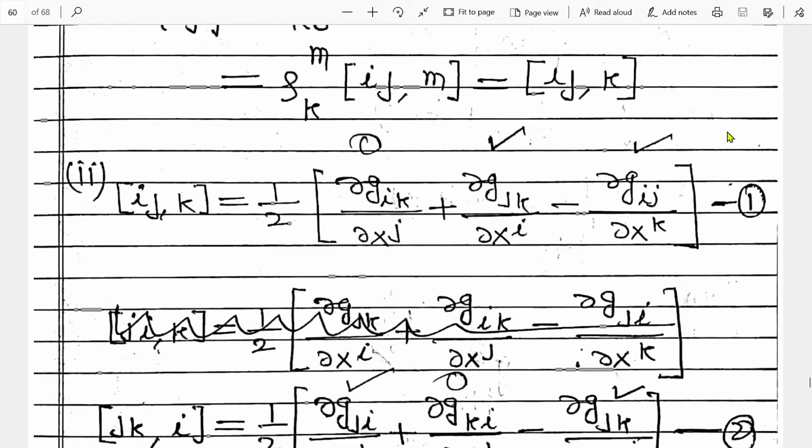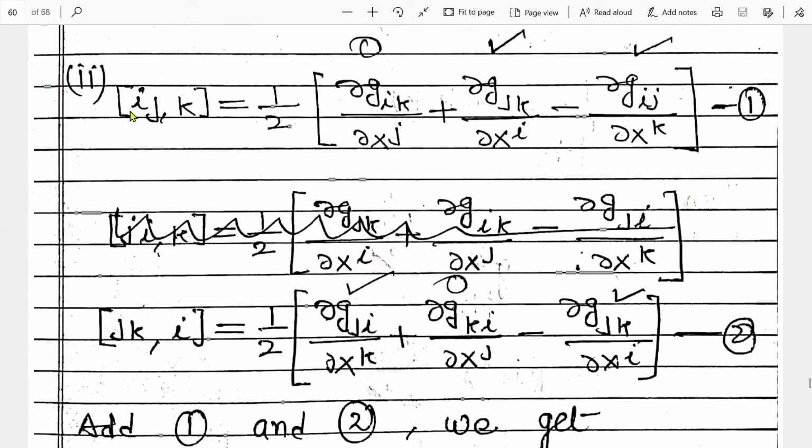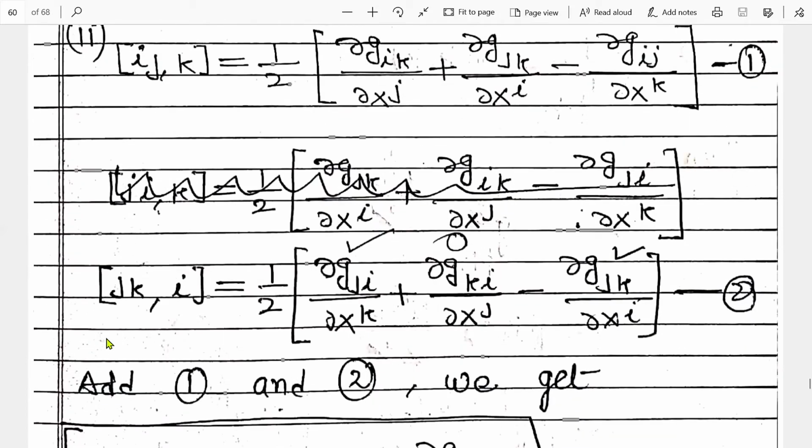Clear? So first take the definition of [ij,k]. Again 1/2 (ik with j, jk with i), then ij with k with the negative sign. This is equation number 1. Similarly, in the case of [jk,i], j with i first, k with i second, and third is jk with x^i. So this is equation number 2.